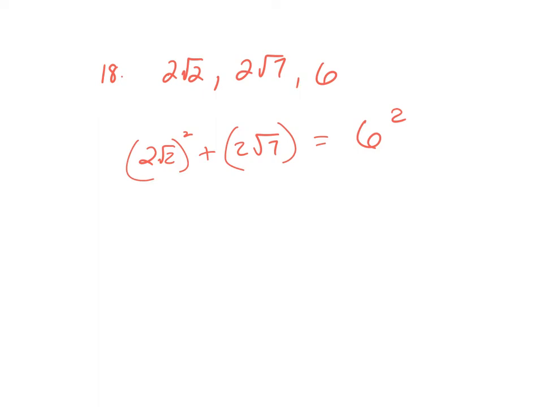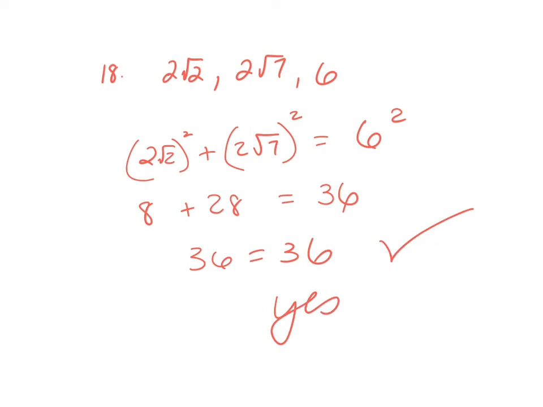So 2 root 2 squared is 8, so 64. Plus 2 root 7 squared is 7 times 4, 28. Wait, I have a question. And 6 squared is 36. And that says 36 equals 36, so it's a yes. If you get 36 equals 38, it's a no, okay?